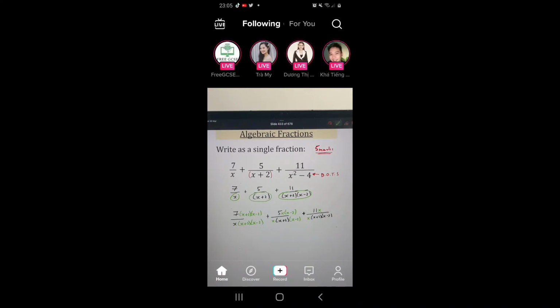So hopefully you can now see that all 3 fractions have a common denominator. All I have to do now is work out the numerator. So I don't need to keep writing this out now. I know my common denominator is simply x, brackets, x plus 2, x minus 2. And all I have to do is expand and collect like terms on the top. Well, on the top here, I've got 7. I know x plus 2 times x minus 2 was simplified to give us x squared minus 4 when expanded.